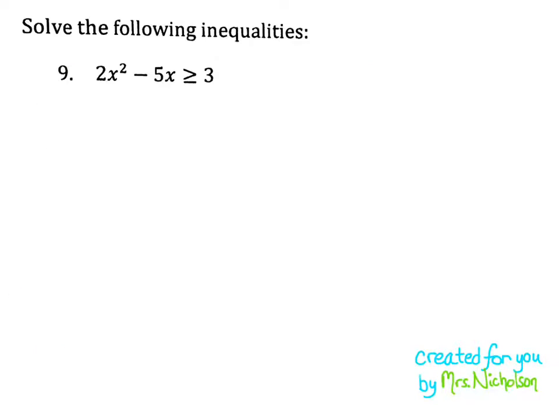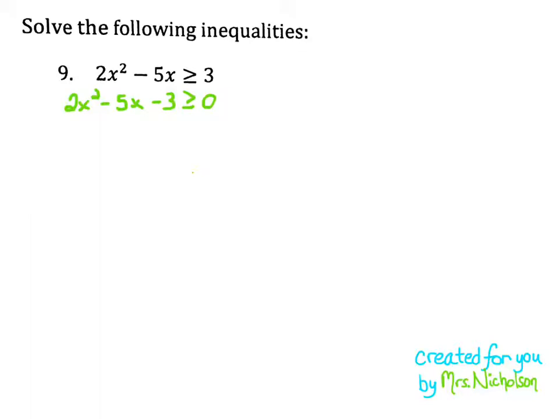All right, let's move on to the next question. On 9 and 10, we're asked to solve these inequalities. First one here, 2x squared minus 5x greater than or equal to 3. Remember, on these inequalities, the first thing we want to do is get everything on one side of the equation and have it equal to 0. So I'm going to move the 3 over to the other side.